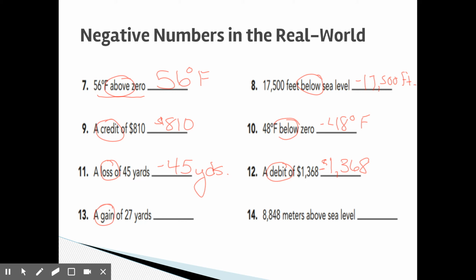Gain is a key word. You're going forward. Again, this would be a football example. 27 yards, just positive. And lastly, 14, 8,848 meters above sea level. Because it's above, it stays positive. Just want to emphasize that with our positive numbers, we just use the number, like in 56 here. We don't need a plus sign in front of it. We know it's positive because there's nothing in front of it. But with negatives, you must have that negative sign to show it's negative.